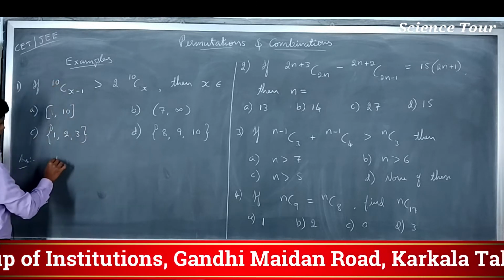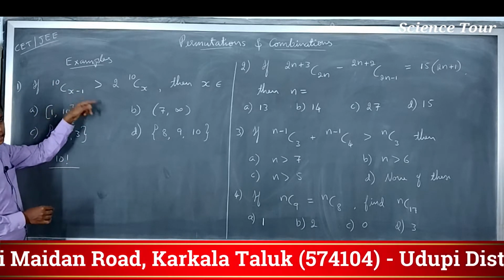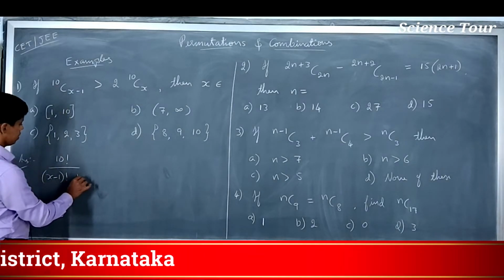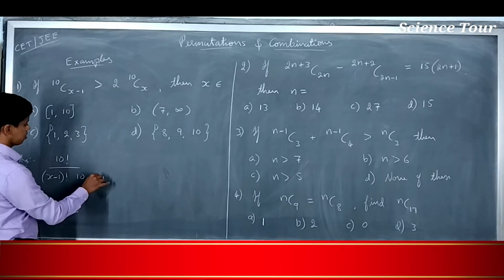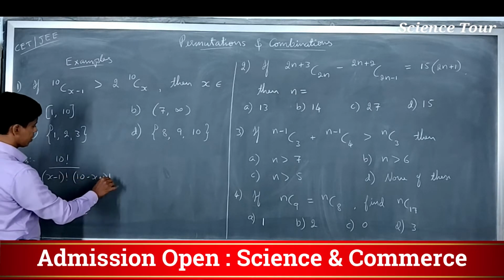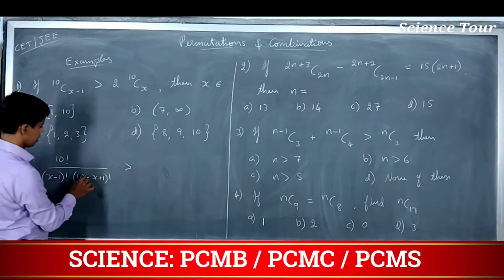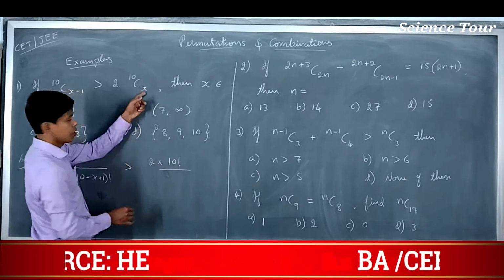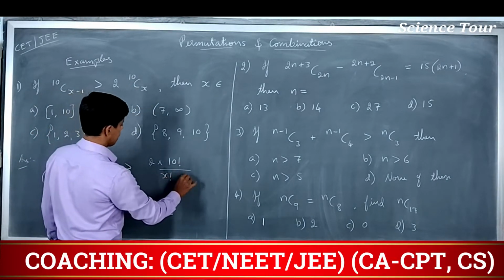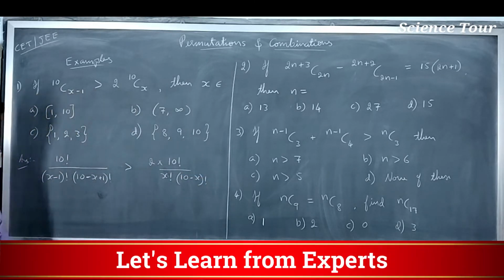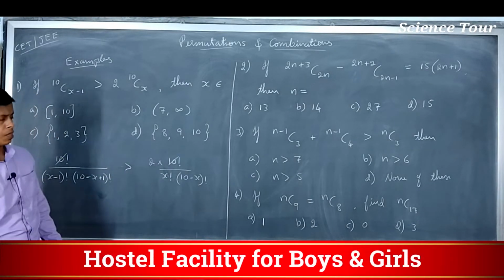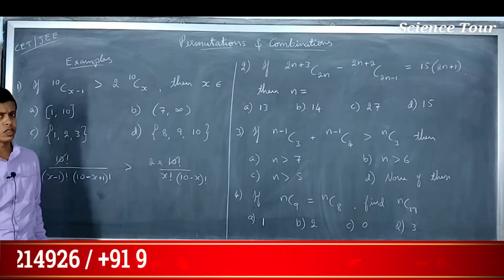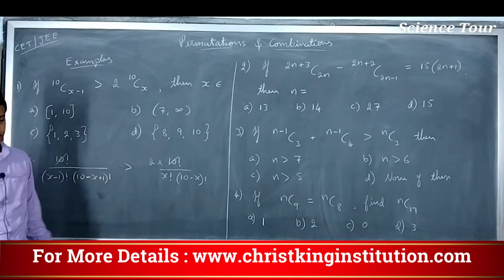Using the nCr formula, that is 10 factorial divided by, with x minus 1 in place of r, x minus 1 factorial, and then n minus r, so 10 minus x minus 1 factorial, where minus into minus will be plus. I am avoiding one step here. This is greater than twice 10 factorial divided by x factorial and 10 minus x factorial. Straight away cancel out the 10 factorial, and since it is a positive quantity, the inequality does not change.